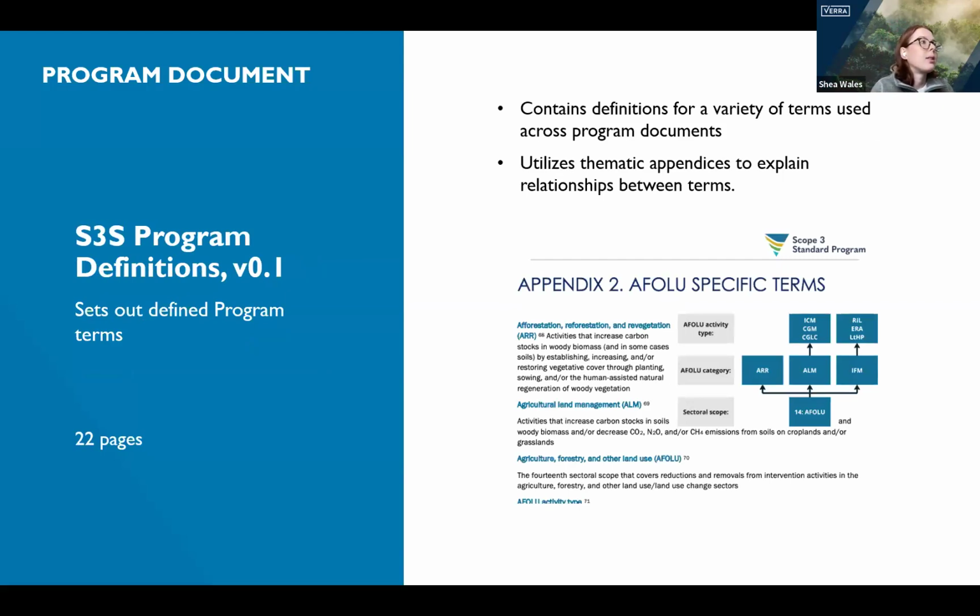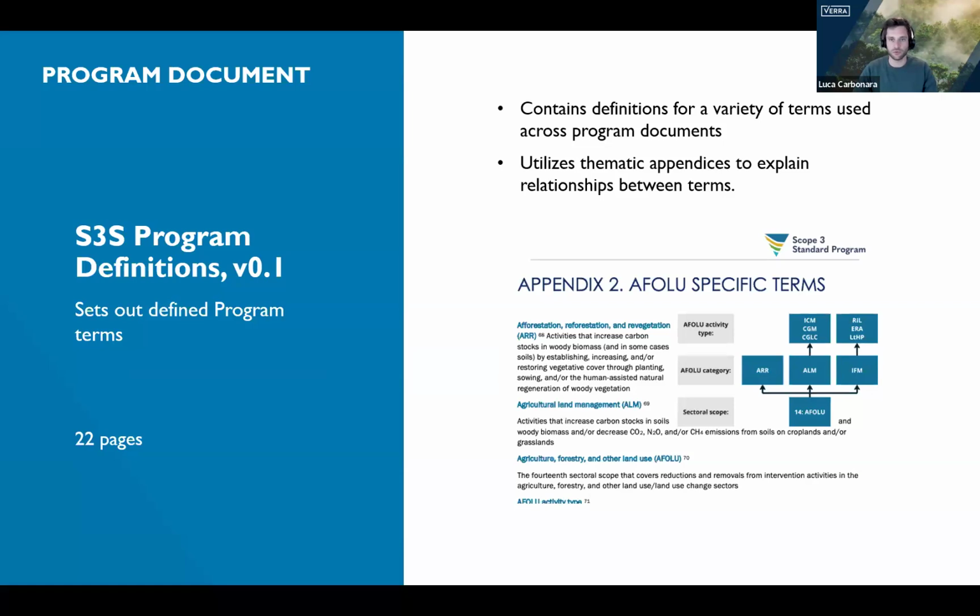Okay, so next we have the Scope 3 standard program definitions, and this one's pretty self-explanatory. It basically highlights all the key terms used throughout our program documents and defines them, as well as organizes them in thematic appendices. And we also use some visuals to help explain the relationships between terms, but this program document is going to be very useful as you read through all of our program documents as well as our consultation topics. And I will hand it over to Luca.